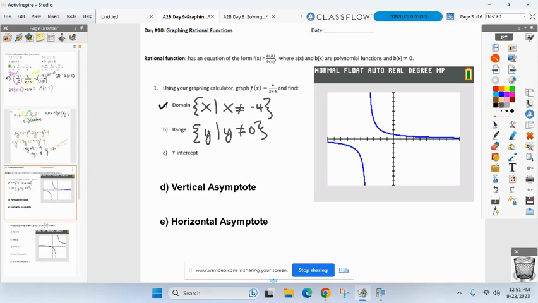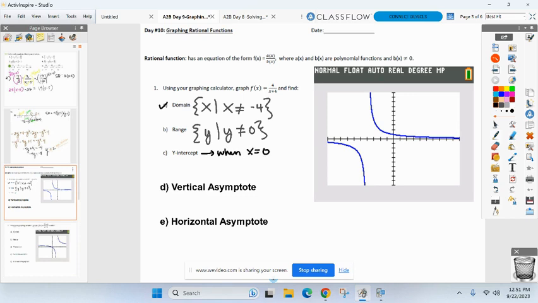No. Okay, ready? All good? Good enough? Yeah. Okay. All right, y-intercept. I'll make this very easy on everyone. That's where the graph crosses the y-axis. And I don't want you to use your graph. I want you to do it algebraically. The y-intercept is when x equals 0.